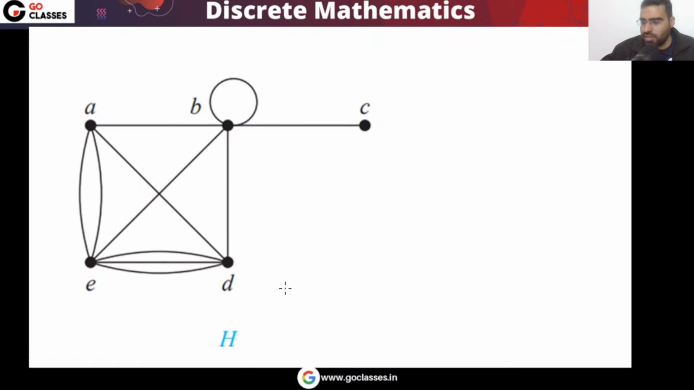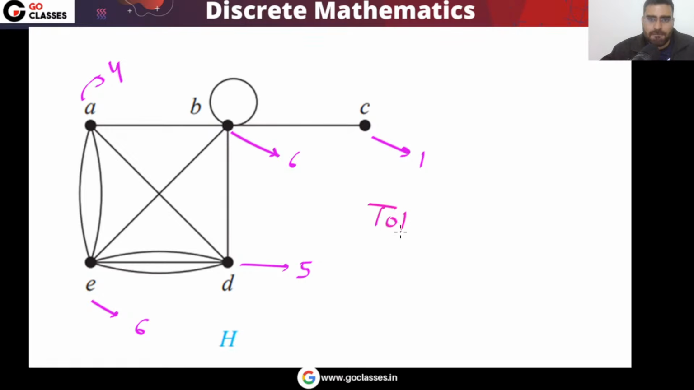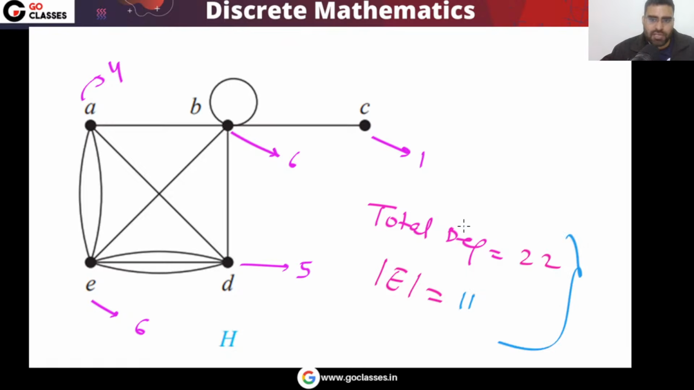Like here in this graph also it will work. In this graph this has degree 1, this has degree 1 2 3 4 5 6. This has degree 6, this has degree 5, this has degree 6. And this vertex has degree 4. So you can easily notice that the total degree in this graph is 22. And what is the number of edges in this graph? You can calculate: 1 2 3 4 5 6 7 8 9 10 11. So you can notice that this formula will always work.